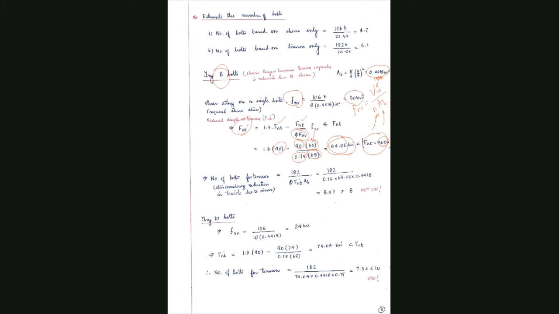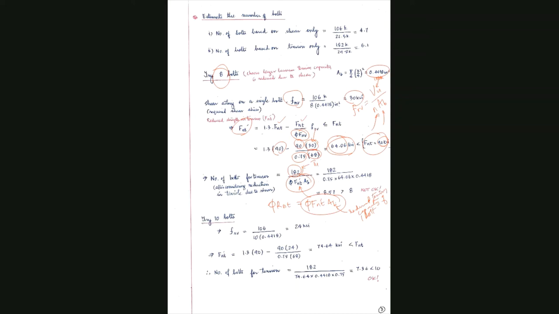Now we can find the number of bolts using this equation. You're essentially dividing Tu by the capacity of the bolt. It is the reduced capacity of the bolt, that is phi Rnt, the reduced value from phi Fnt prime Ab. So this is the capacity of one bolt, the reduced tension capacity of one bolt.